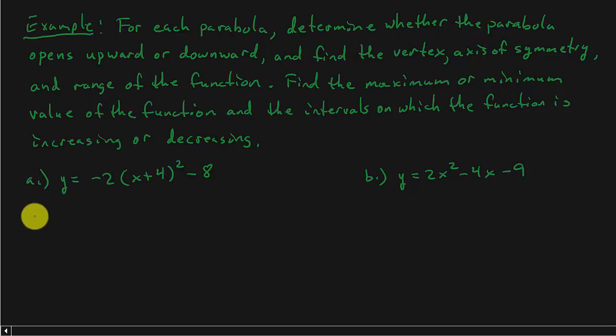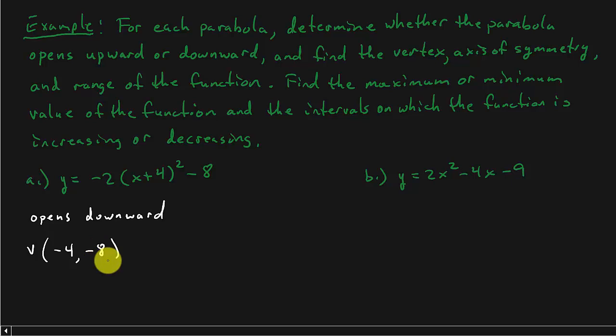Okay, so this opens downward, because of the negative in front of the squared part. And then it says find the vertex. So the vertex is, we got that already, -4, -8. Okay, so there's our vertex.